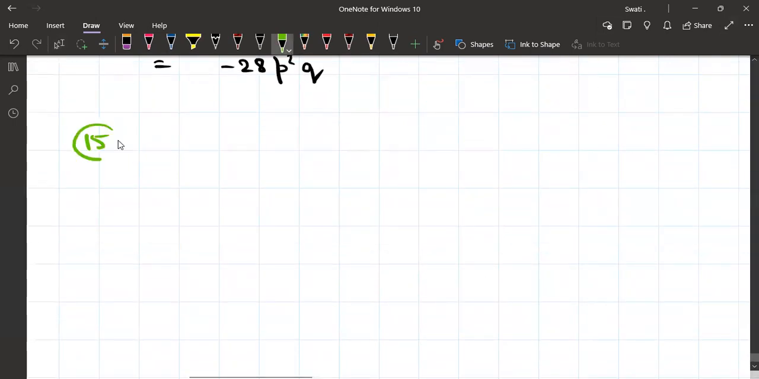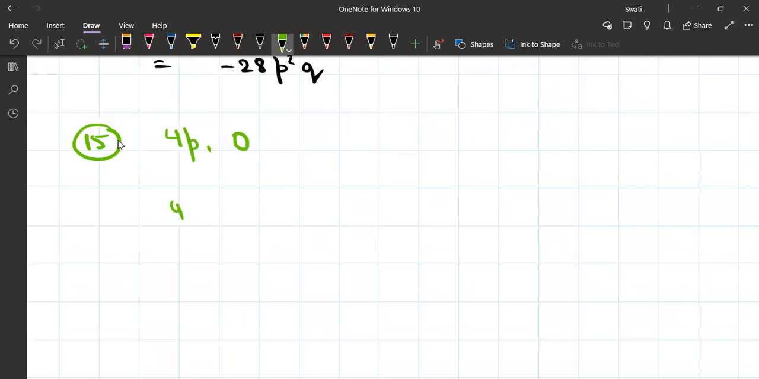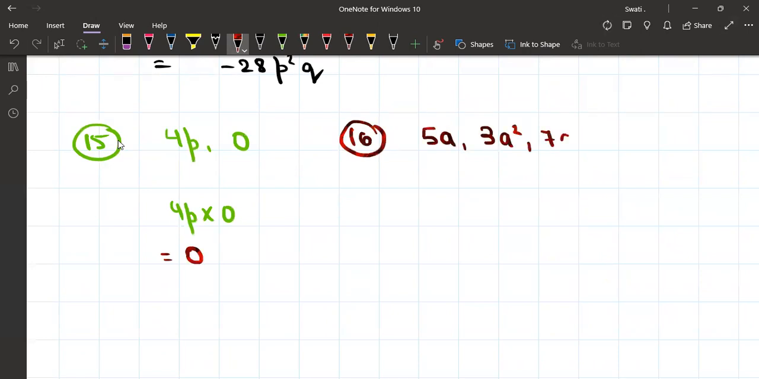In the next question, we need to simply multiply 4p comma 0. That means we need to multiply 4p with 0. Remember one thing, that anything multiplied by 0 is always going to be 0. So this is very simple. It is 0. Now we need to multiply 5a comma 3a squared comma 7a raised to 4.